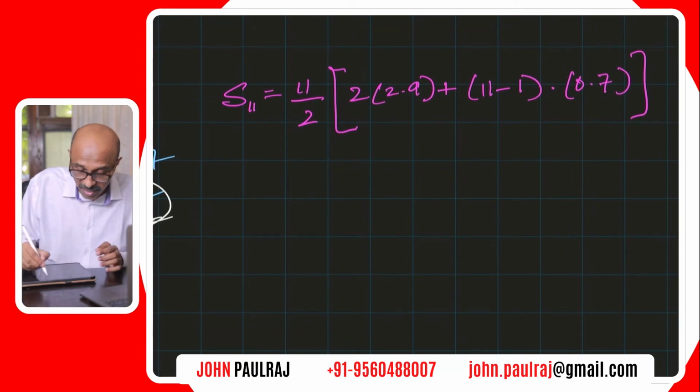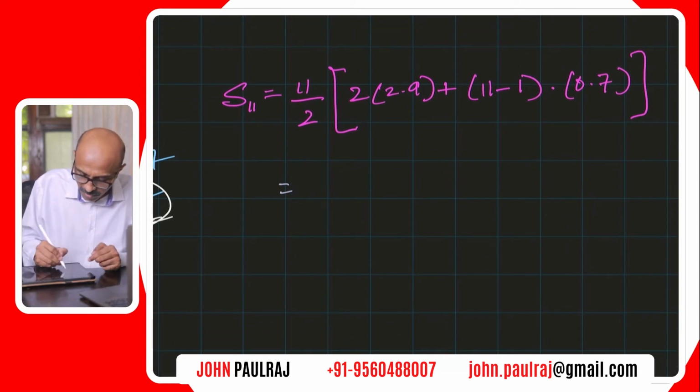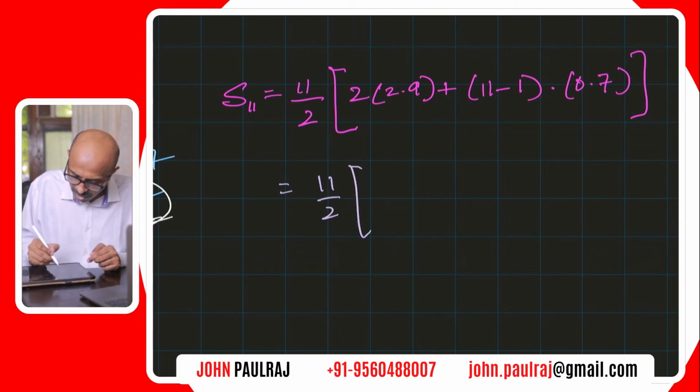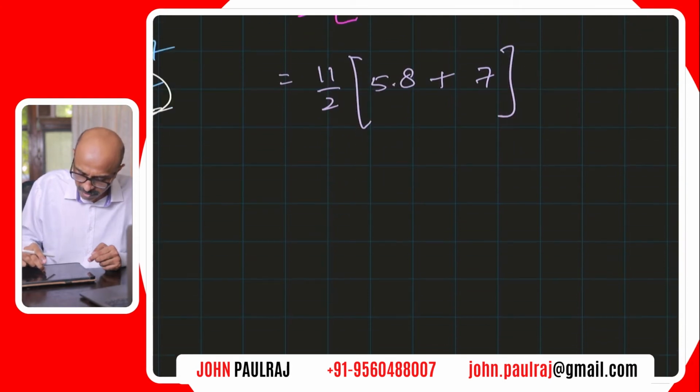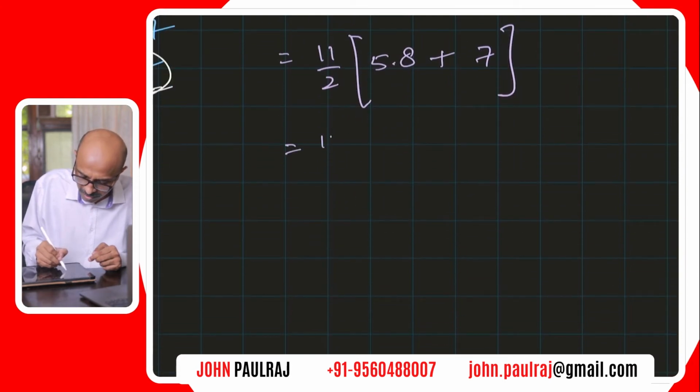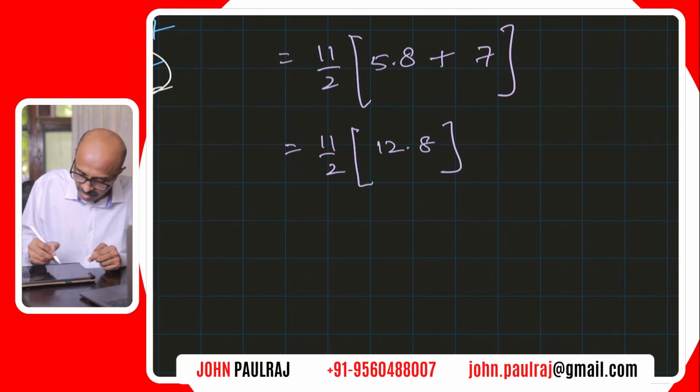Now it's about simplifying. Be careful with the decimals, okay? We can leave this as 11 over 2, and 2 times 2.9 should be 5.8. 2 times 9 is 18, yeah, that's right. And 10 times 0.7 should be just 7. And we can further simplify it as 11 over 2 times 12.8. You can cancel that 2 with the 12.8 and say that this is going to be 11 times 6.4.